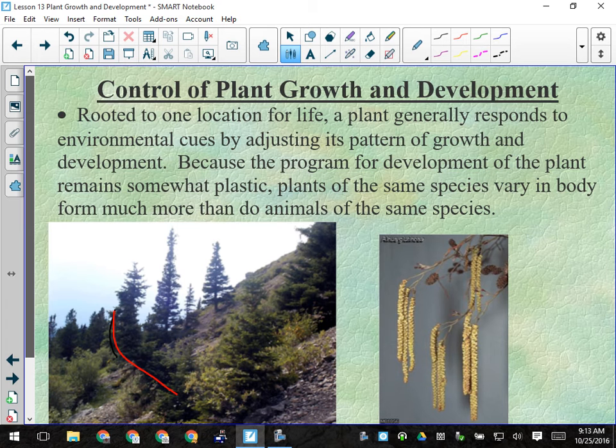Therefore, the program for development of the plant is somewhat plastic. That means you can mold it. Plants of the same species vary in body form much more than animals of the same species.